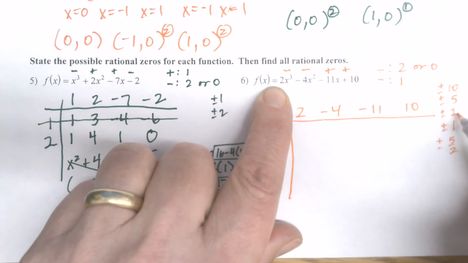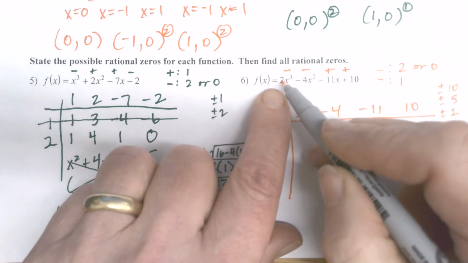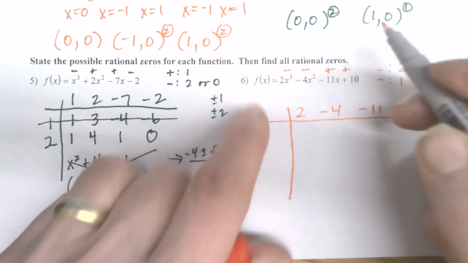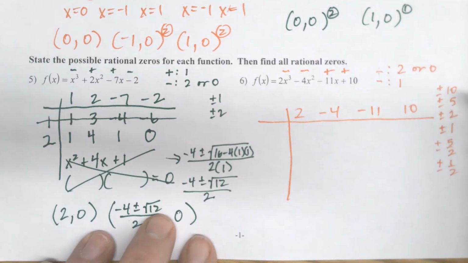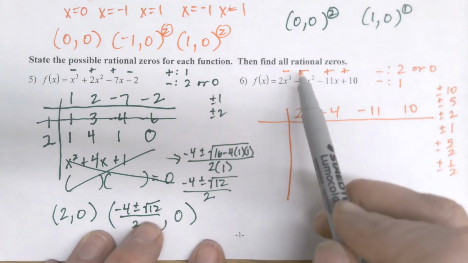2 over 2 would be 1, so I already have that. And then I could also do plus or minus 1 over 2. So it's every factor divided by 2. And if this were 4, I'd have to divide it by 2 and 4. So it kind of gets a little bit complicated. But these are all the reasonable possibilities that could work here. So I'm looking for the rational zeros.